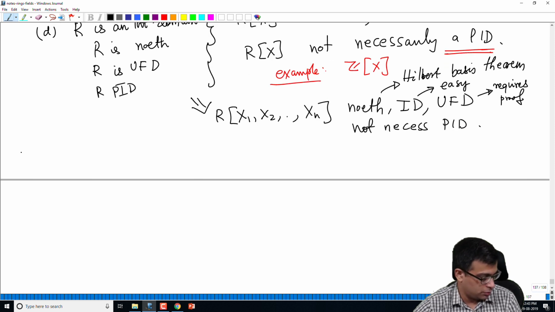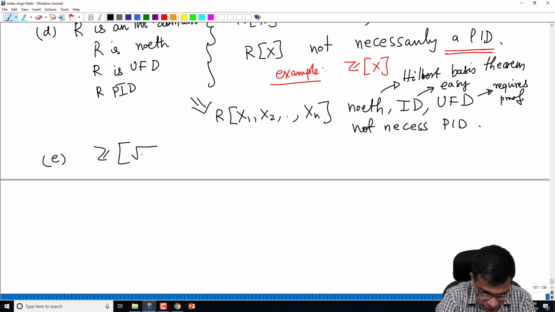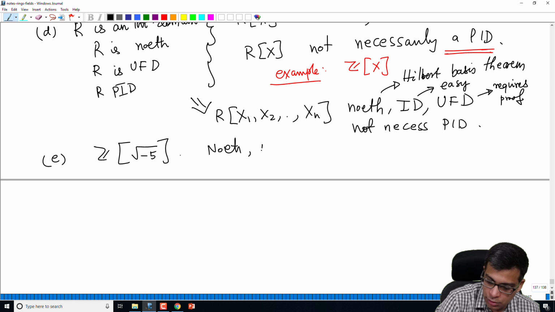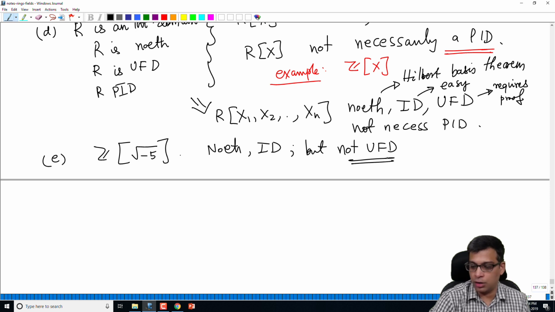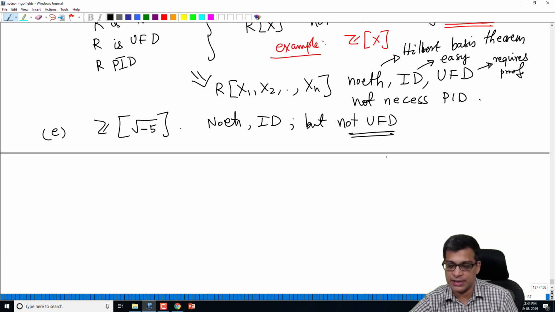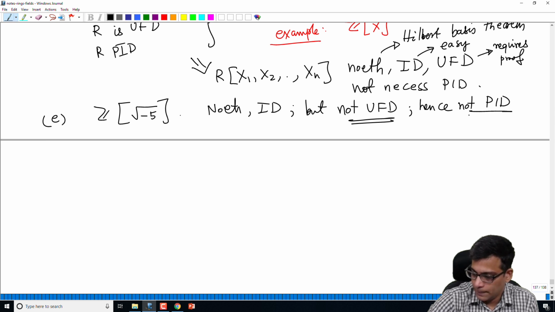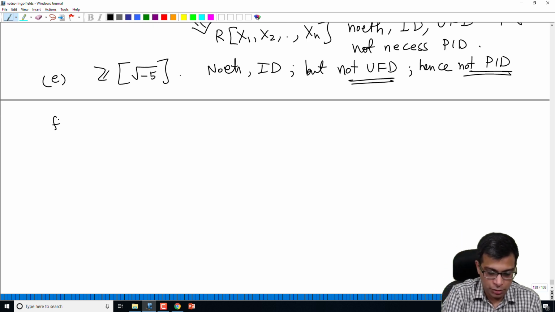Let's do some more examples. What about Z adjoined square root of minus 5? This is Noetherian, ID, but not a UFD. If you recall in the videos when we discussed UFDs, we showed that this has factorization which terminates, but it's not unique. 6 can be written in 2 different ways as a product of irreducible elements. Once it's not a UFD, it cannot be a PID because a PID is a UFD. Next example.